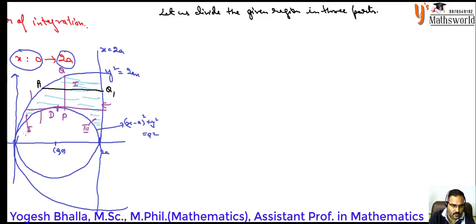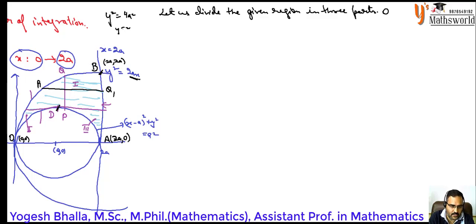This is O, which has coordinates (0, 0). Let this be A, with coordinates x is 2a and y is 0. Here we have a point D. Here we have y square equal to 2ax, and here we have x equal to 2a. If I substitute x equal to 2a in this, what will be the result? We have y square is equal to 2a into 2a, 4a square. So y will be equal to 2a. So the coordinates of this point will be (2a, 2a). I name it as point B.